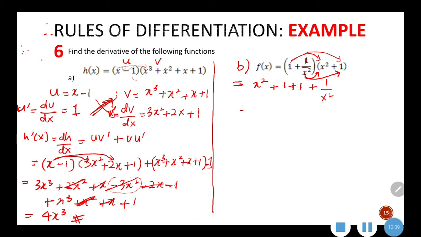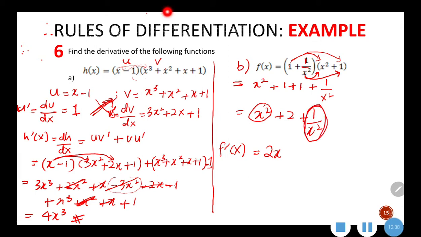See, easy. So you don't have to use the product rule. There are some conditions where you don't need it. So we have x square plus 2 plus 1 over x square. In this case, we then differentiate. f prime x is equal to, differentiating x square, you get 2x, differentiating 2, you get 0. Be careful with this one, maybe some of you will make a mistake. 1 over x square is equal to x to the power of negative 2, to make it look easier.